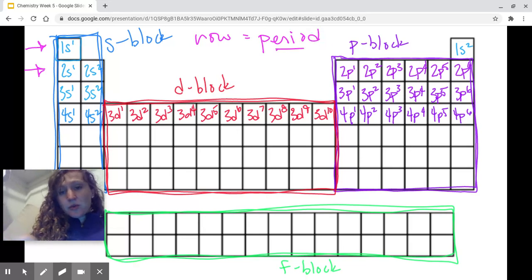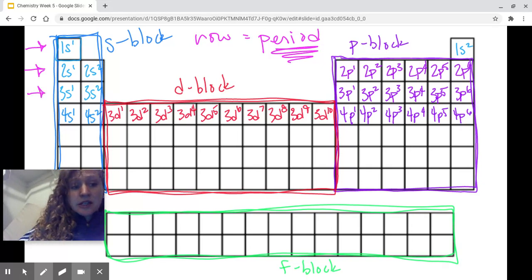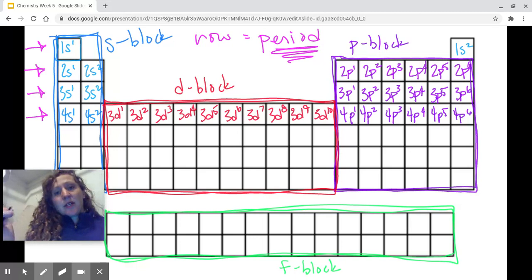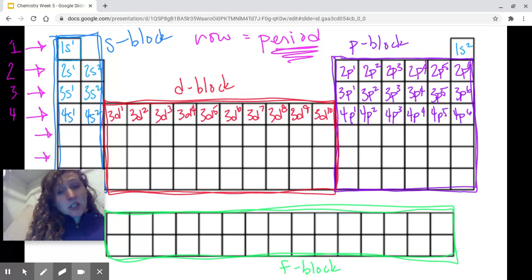So true chemists are not going to talk about rows on the periodic table. They're going to talk about periods on the periodic table. And each period on the periodic table, notice they line up with the number of the row that exists. So the first row is the first period. The second row is the second period, and so on and so forth. And if we were to continue down the periodic table, the pattern would continue as well.